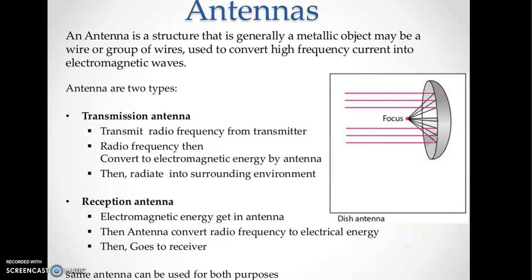An antenna is a structure, generally a metallic object, maybe a wire or group of wires, used to convert high frequency current into electromagnetic waves. Antennas are of two types. A transmission antenna takes radio frequency from the transmitter, converts it to electromagnetic energy, then radiates it into the surrounding environment. For a reception antenna, electromagnetic energy gets into the antenna, which converts it to radio frequency, then it goes to the receiver.